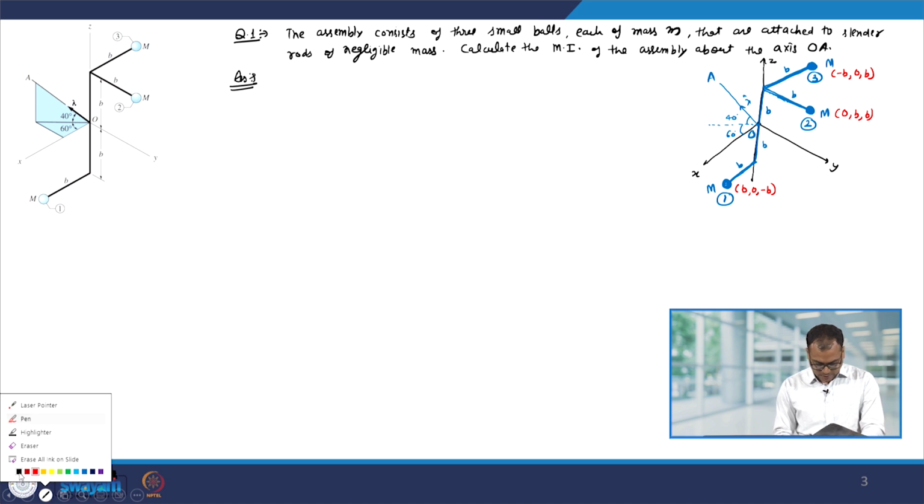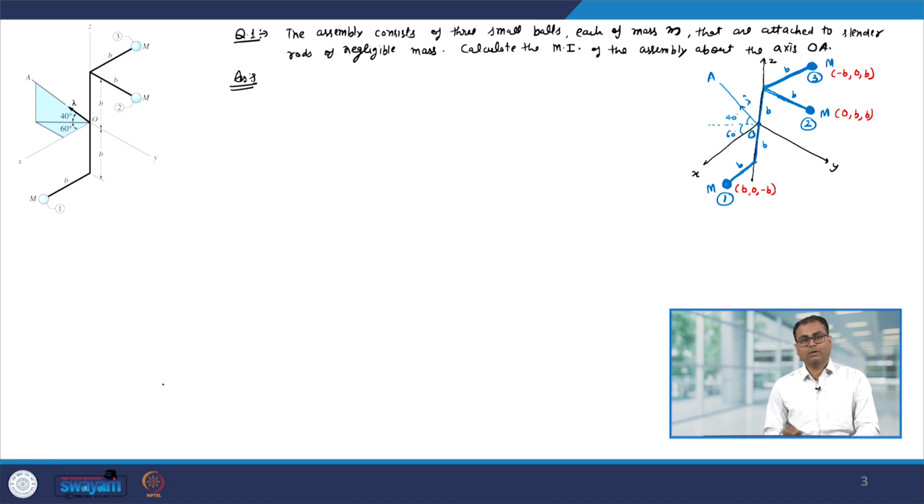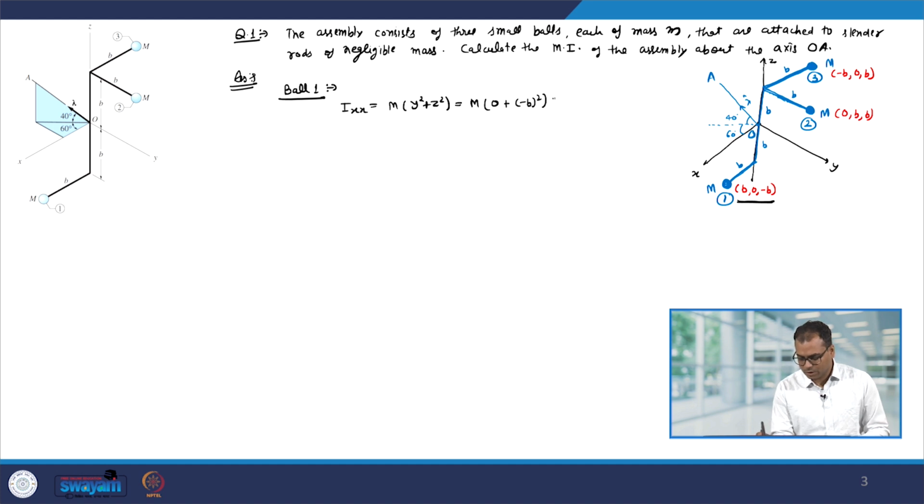So, let us first find out the moment of inertia and the product of inertia for ball 1. For ball 1, the moment of inertia about the x axis is I_xx = m r square, where r square will be y square plus z square. Now, we have to put the value of y and z for mass 1. So, it will be m times (0 plus (minus b) square), and that will give you m b square. This is the moment of inertia of mass 1 about the x axis.